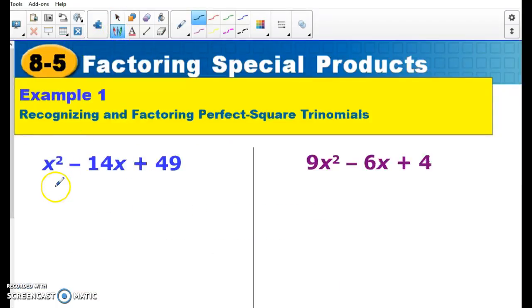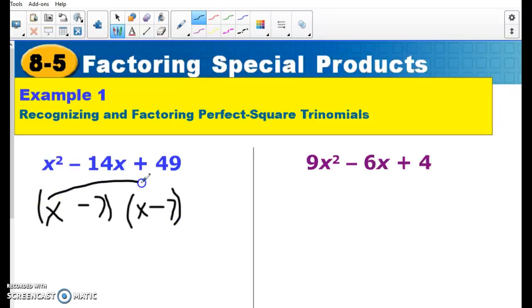And then with this one, x squared minus 14x plus 49. So I know I'm going to have x minus 7 and x minus 7. And then am I going to get negative 14 with that middle term? And I am, because x times negative 7 is a negative 7x. Negative 7 times x is another negative 7x. Put them together, and you get negative 14x.